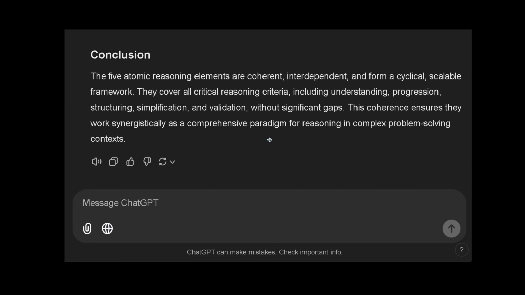However, looking back now, the conclusion that I found with my GPT system is quite nice, no? Because if we go with 5 or 6 atomic reasoning elements, we find, if we design it in the right way, they are coherent, they're interdependent, and they form a cyclical, scalable framework. And this is exactly what we need as a base for our higher level abstraction for the cognitive pathfinding.